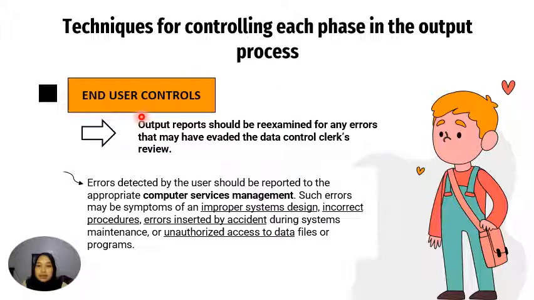So the last stage of the output process is the end user controls. Once the output reports are in the hands of the end users, they may be re-examined for any errors that may have evaded the data control clerk's review. So the errors detected by the users should be reported to the appropriate computer services management. Such errors may be symptoms of an improper systems design, incorrect procedures, errors inserted by accident during systems maintenance, or unauthorized access to data files or programs.